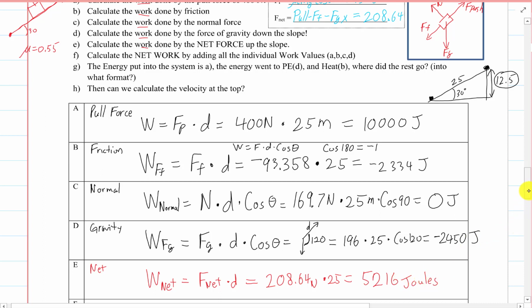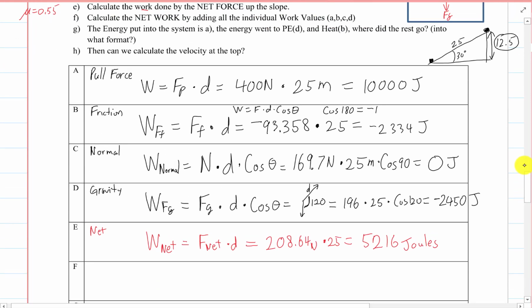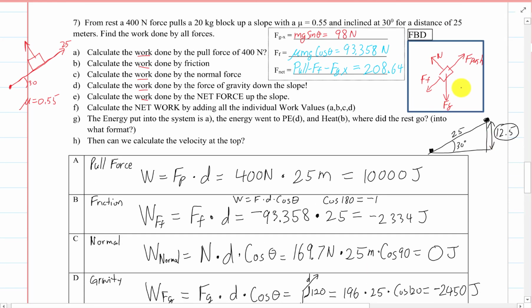Now, F is calculating the net work again, but using the answers for A, B, C, and D. Why do I add up A, B, C, and D? Because these are all the forces. Looking at the free body diagram, these are all the forces. So the work done by all these forces would be the net work done. Add up the work of all of them, and you get the net work done.